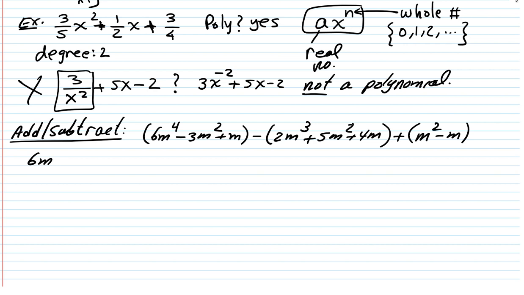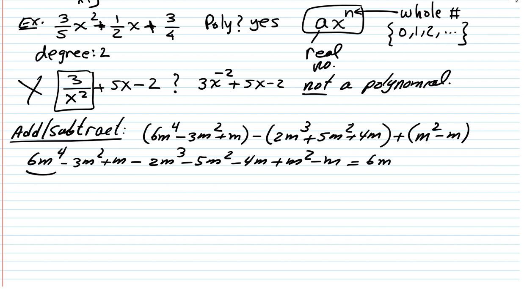First, subtraction. There's 6m to the fourth, negative 3m squared plus m. So I'm going to distribute the sign. When we subtract a polynomial, we subtract each term of that polynomial. So I'm going to subtract 2m cubed, subtract 5m squared, subtract 4m, and then add the last two terms. Now here is where we want to look at like terms. Fourth degree term, that's the only fourth degree term, so I'm going to write it. Next we look at third degree terms, there's only one.